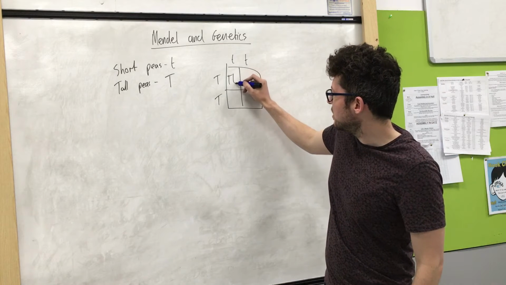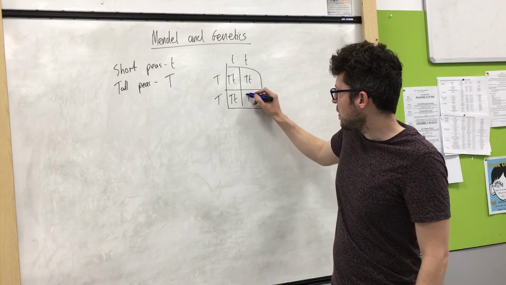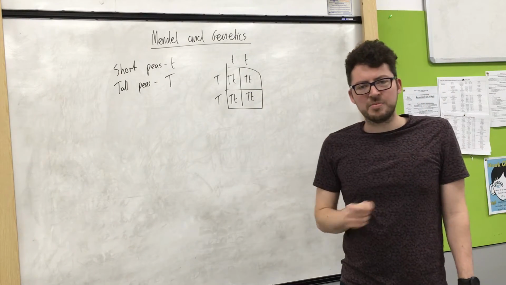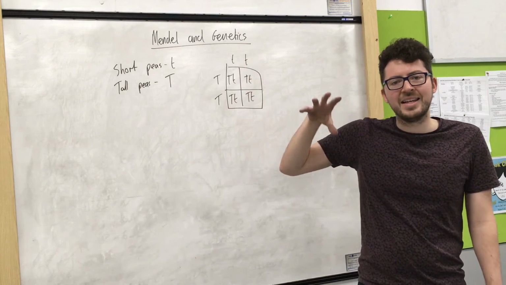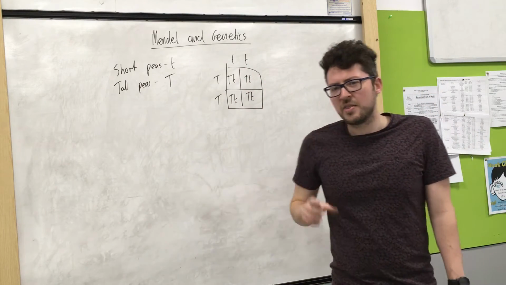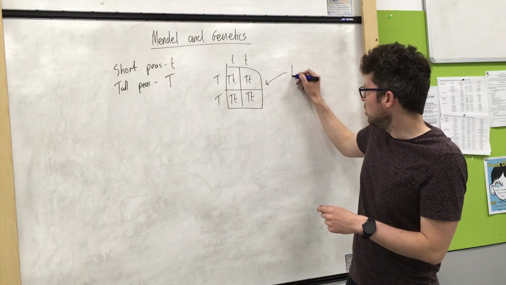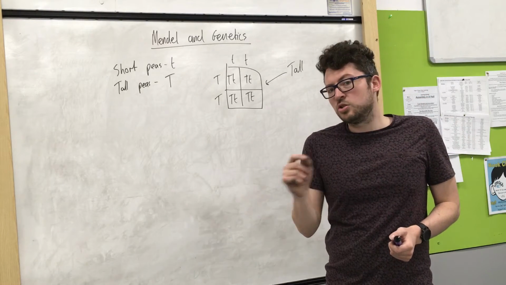So big T, little t, big T, little t, big T, little t, little t. So what we have there is 4 heterozygous pea plants, as in they've all got a combination of a tall and a short allele, but their phenotype would be tall. All of them would be tall because tall is dominant over short.